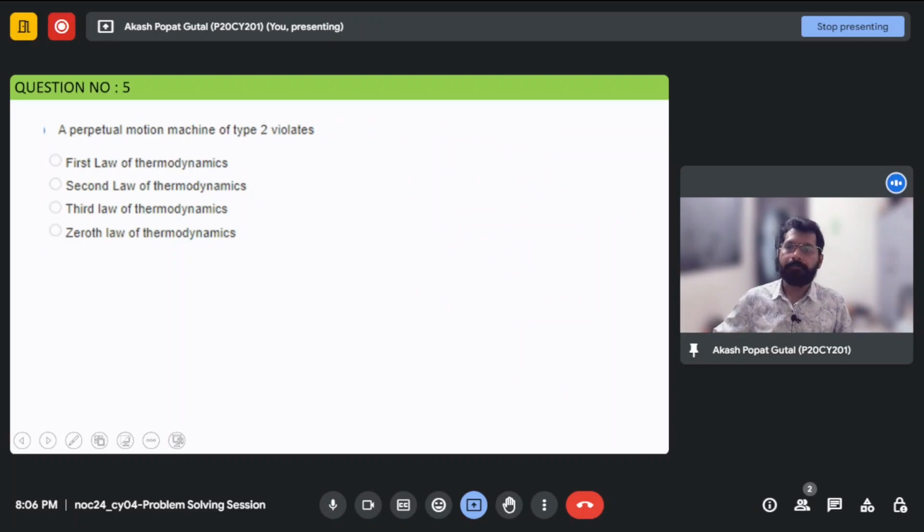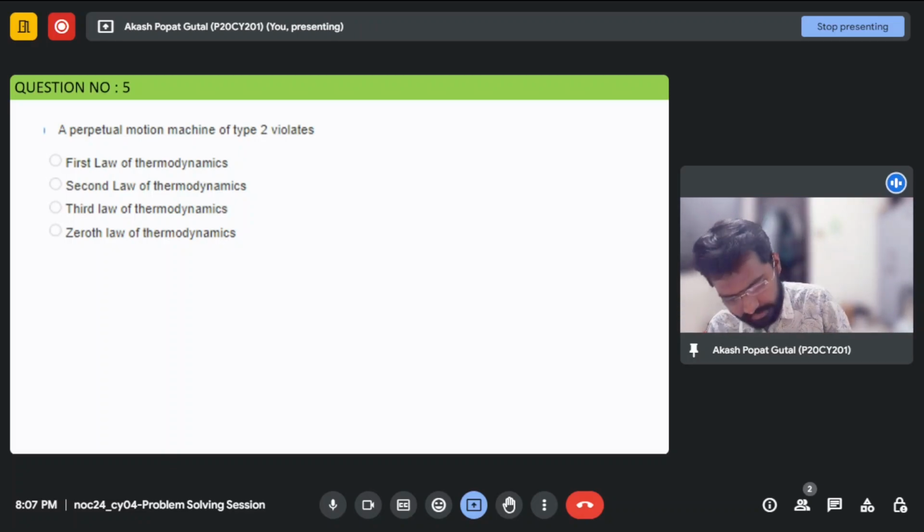The next question: a perpetual motion machine type 2 violates. The first option is the first law, the second option is the second law, the third option is the third law, and the fourth option is the zeroth law of thermodynamics. So we are asked about a perpetual motion machine of type 2. Before solving this question, we need to know what perpetual motion machines are.